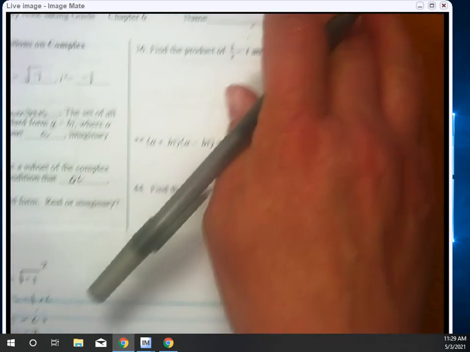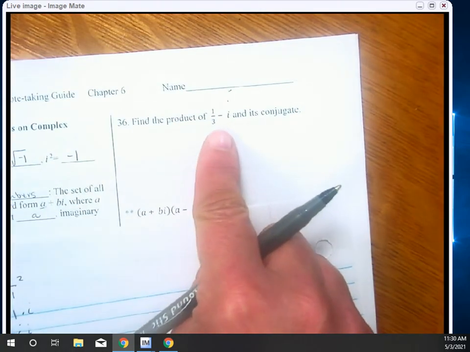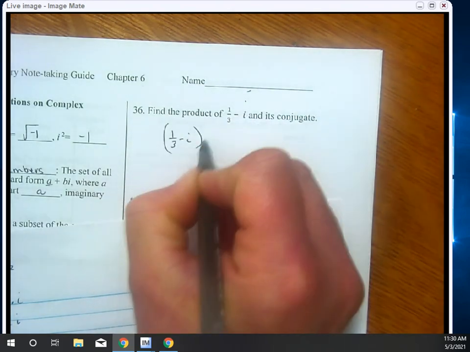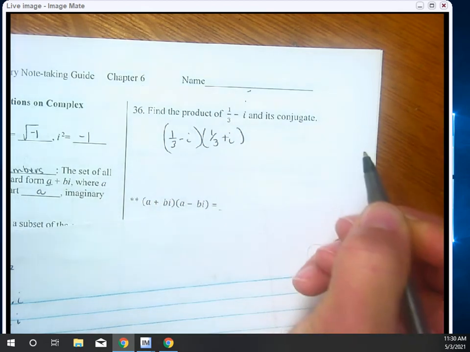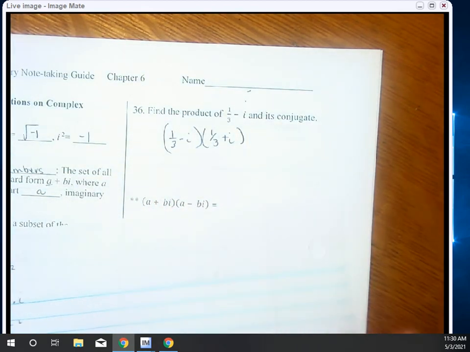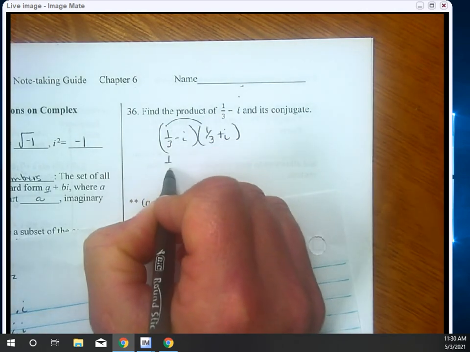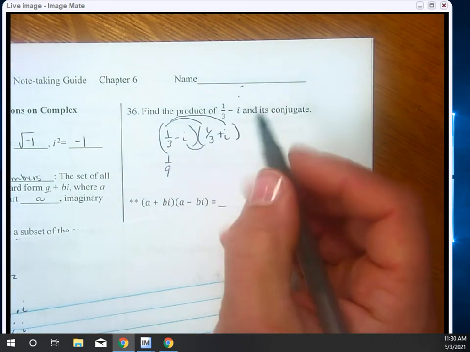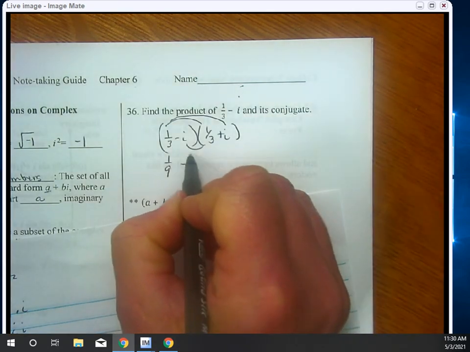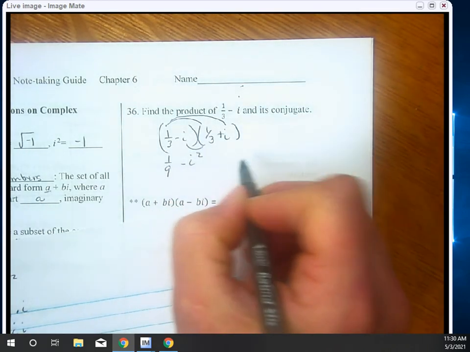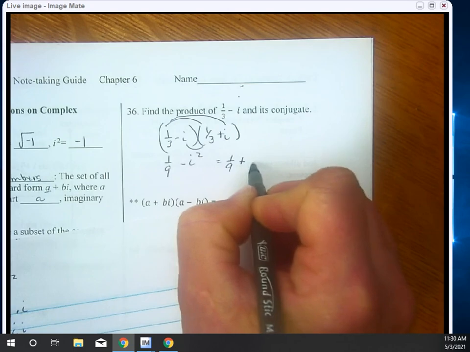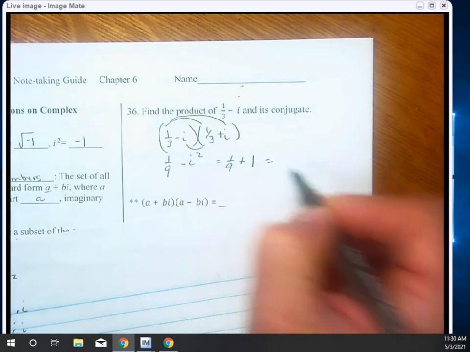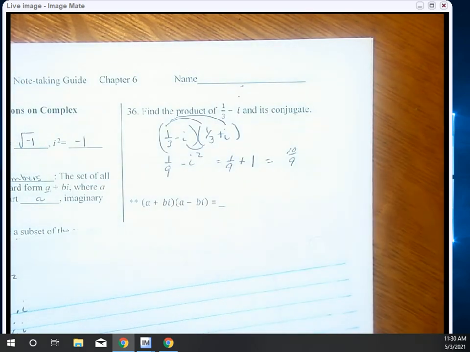If you find the product of 1/3 minus i and its conjugate, well, first thing is, what is its conjugate? 1/3 plus i. Now the product, this is a binomial times a binomial. 1/9, plus and minus of the same number is a zero pair, which becomes 0, minus i squared. i squared is what? So 1/9 plus 1 is what? 10 over 9.